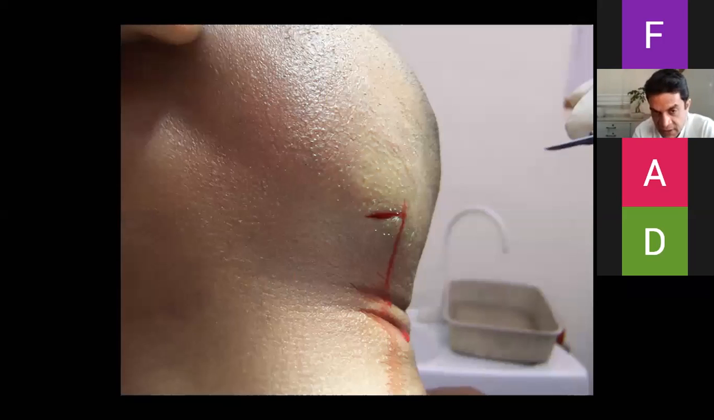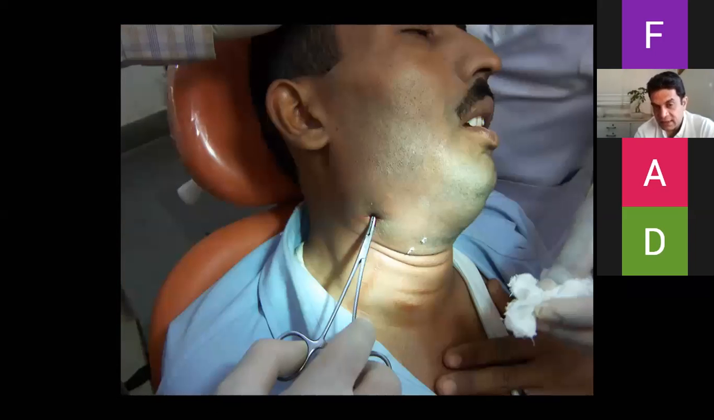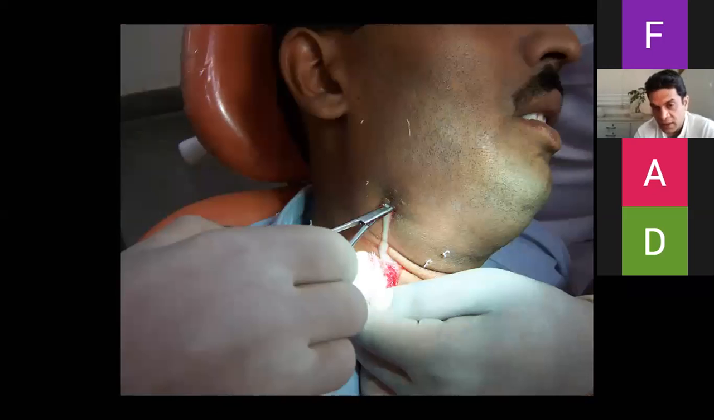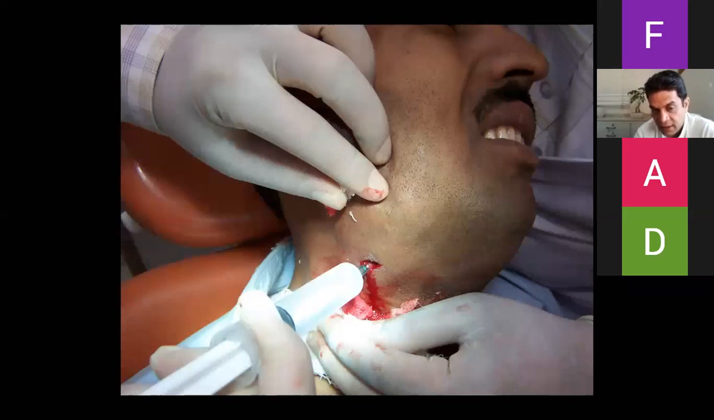You can see this is the space of Ludwig's angina. The submandibular space and the sublingual space are involved. So, given a skin incision, now we are perforating the platysma with the mosquito forceps, and as soon as we have perforated the platysma, you can see the abscess start draining.